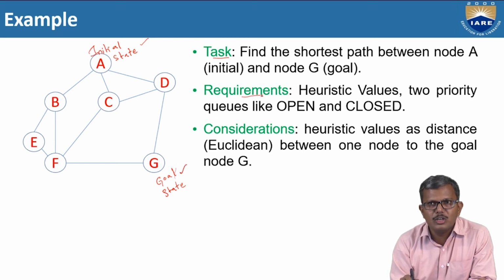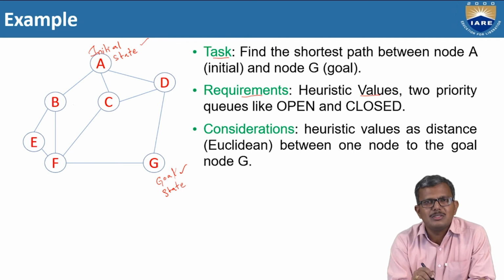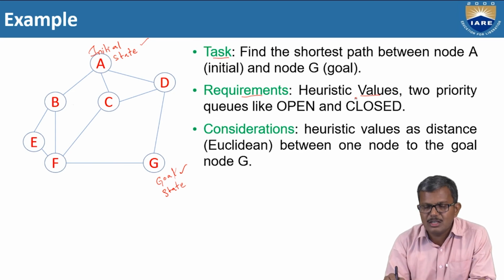So what do we require to implement this algorithm? We require the heuristic values. Heuristic values are important to decide which node will be our next node. For example, from A we have three different paths, which means A has three successors: B, C and D. In this case, which node do I have to select? What will be my next node after A? Here the heuristic values are going to help us select either B, C or D. So the requirement is the heuristic values, and we require two priority queues.